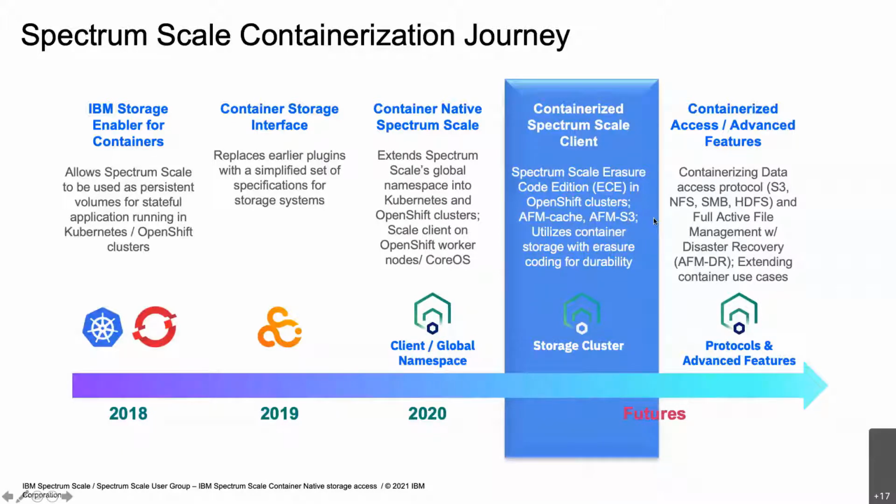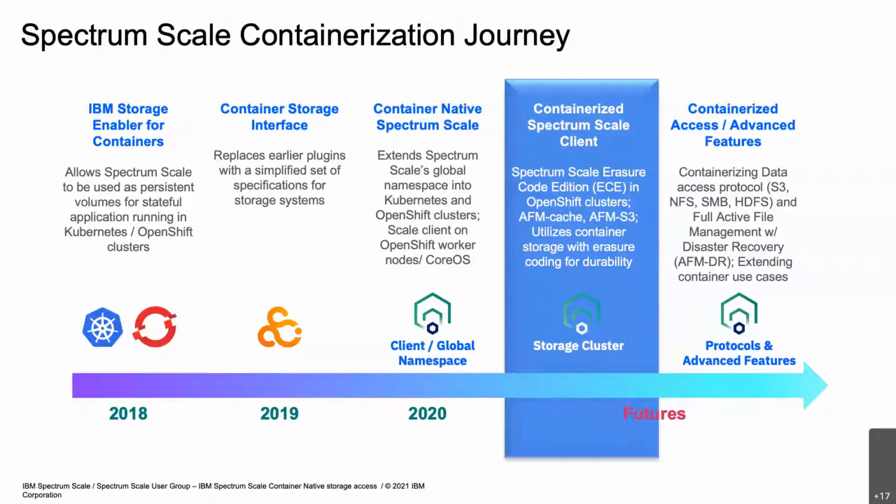Here's our containerization journey. So we started in 2018 with IBM Storage Enabler for Containers. So this was the precursor for Container Storage Interface. That was what allowed Spectrum Scale to use persistent volumes for running applications in Kubernetes and OpenShift clusters. In 2019, we released Container Storage Interface, and it simplified a lot of what Storage Enabler for Containers had already presented with respect to persistent volumes.